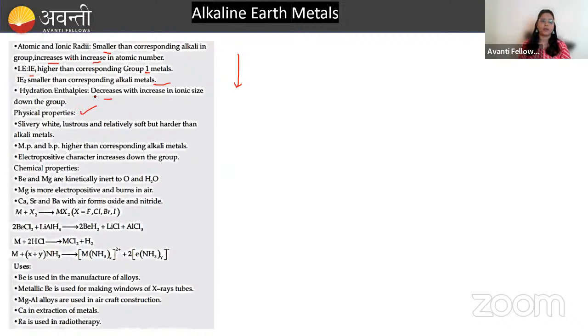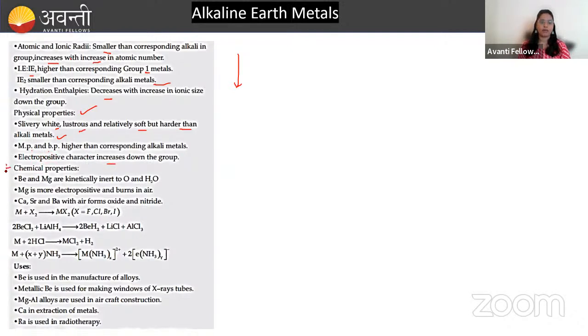When we talk about the physical properties, they are also silvery white metals, lustrous and relatively soft, but harder than alkali metals. They are soft, but harder with respect to alkali metals. Alkali metals are very, very soft metals, even though they are metals. Melting point and boiling point are higher than the corresponding alkali metals. Electropositive character increases down the group.